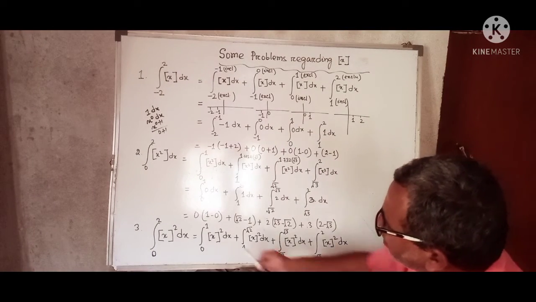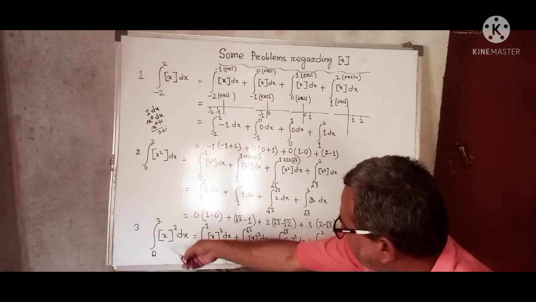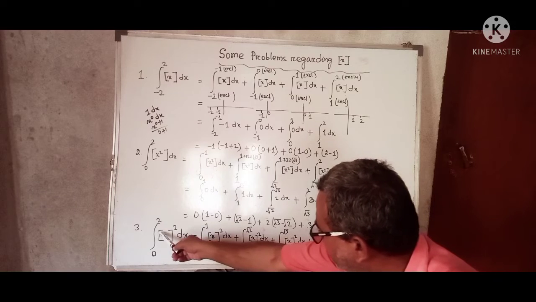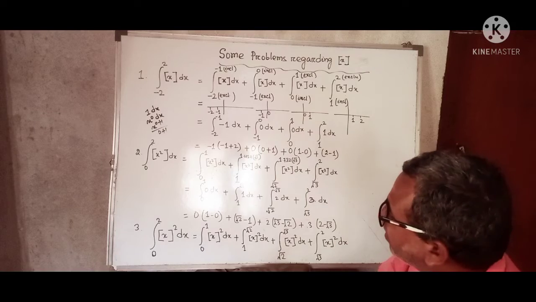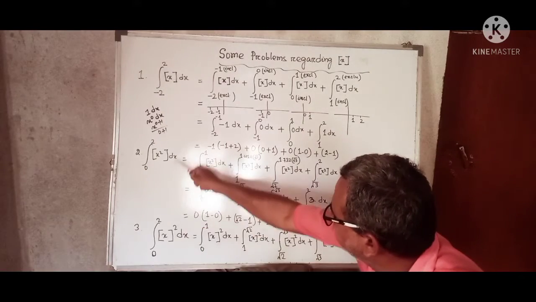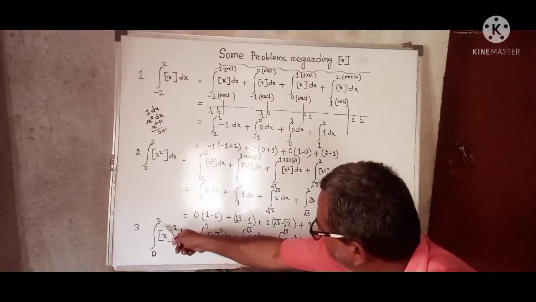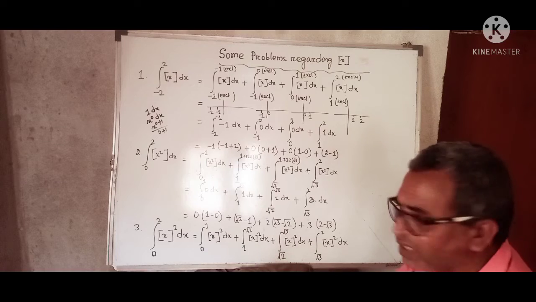Then come to question number 3. You see, the problem regarding greatest integer function: bracketed x whole square. You see the difference between question number 2 and question number 3, from 0 to 2. The same process will be repeated.